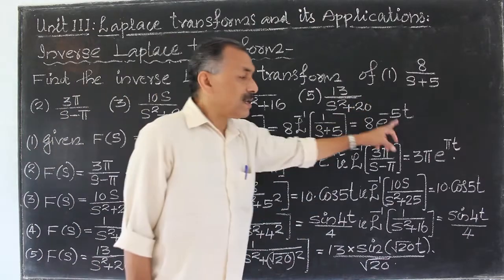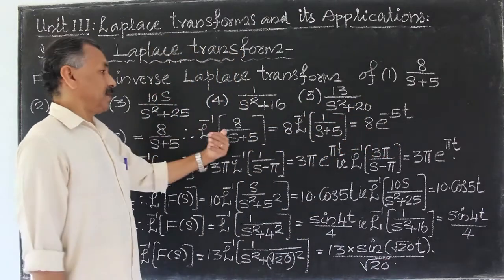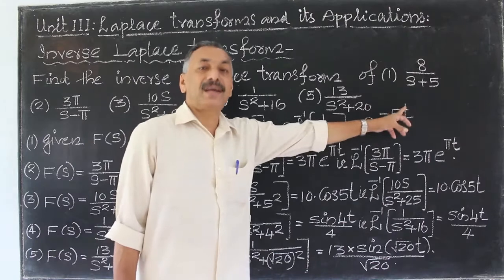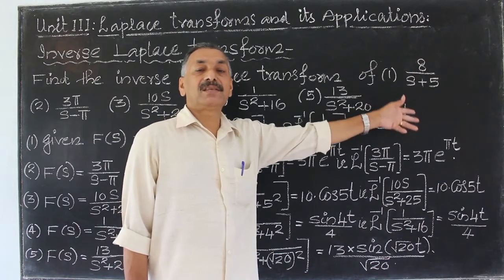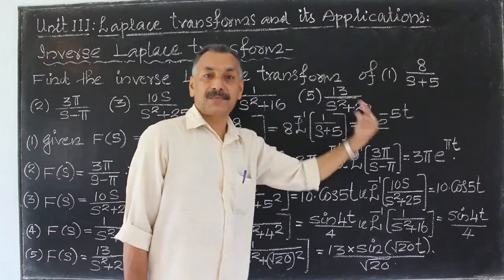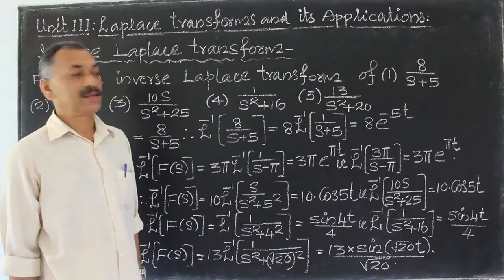This is the inverse Laplace transform, 8 into e raised to minus 5t. e raised to minus at corresponds to 1 divided by s plus a, that is s plus 5, so 1 divided by s plus 5.